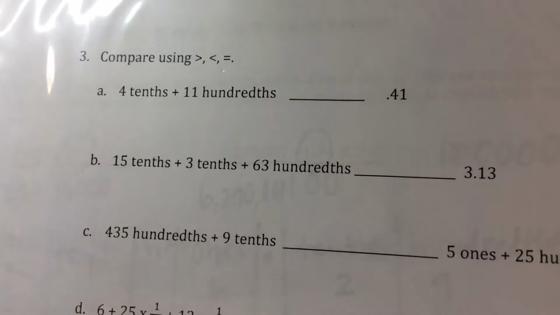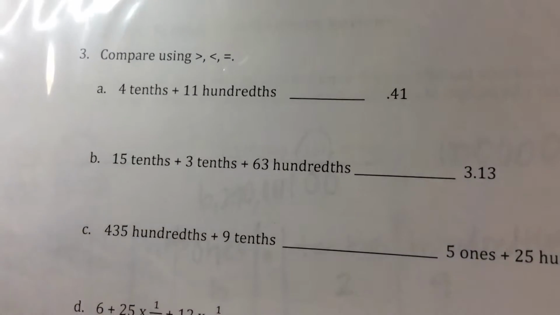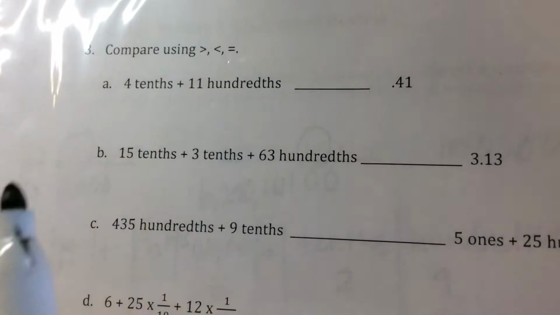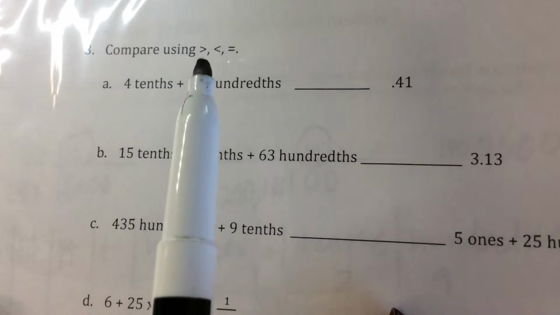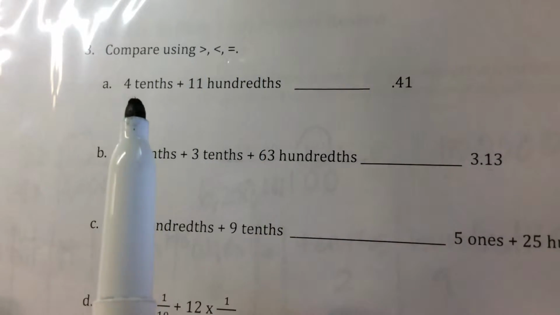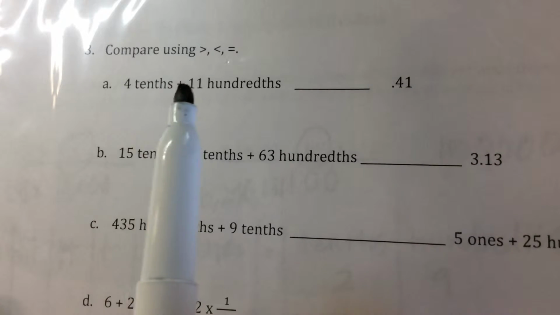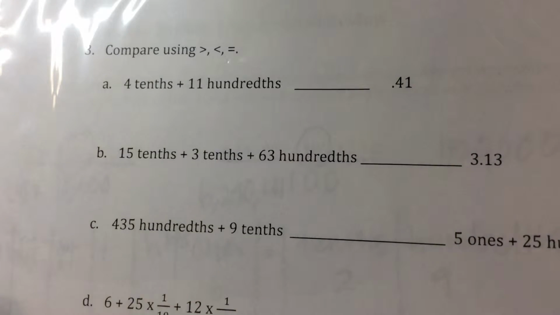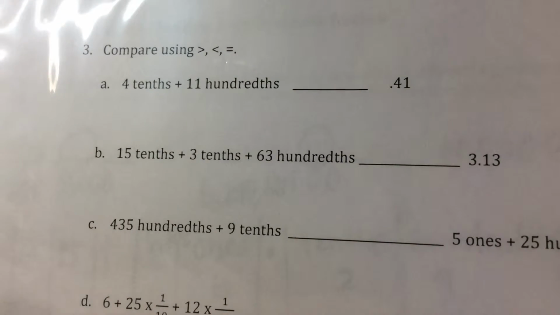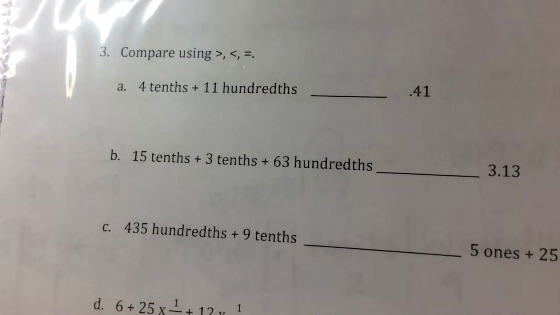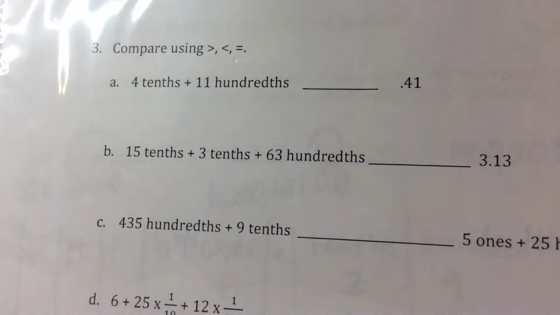This is number 3 on the review for the end of module test. So we're supposed to compare these two numbers using greater than, less than, or equal to. The first thing I told the students today, there's no way you're going to be able to compare this to this unless they're in the same form. So we need to go through and put all the numbers in standard form, which means writing them just like this, the standard way we write decimals.